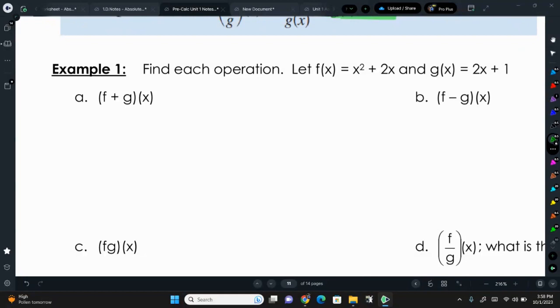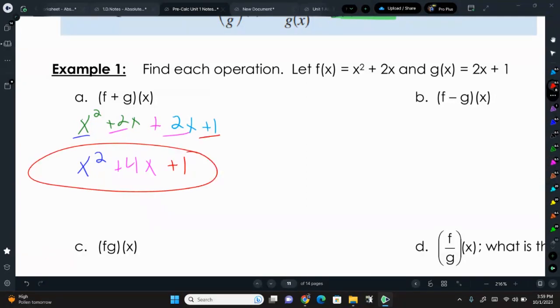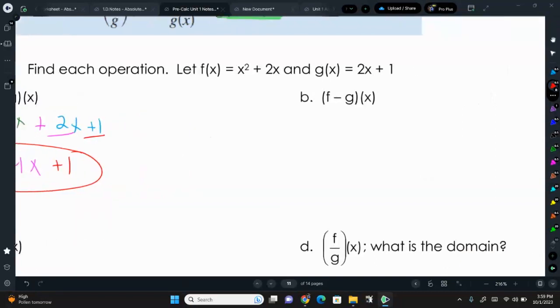So when we add them, we have x squared plus 2x plus 2x plus 1. We combine our like terms. We have 1x squared. We have 4x. And then we have a constant of 1. So that is our added function.